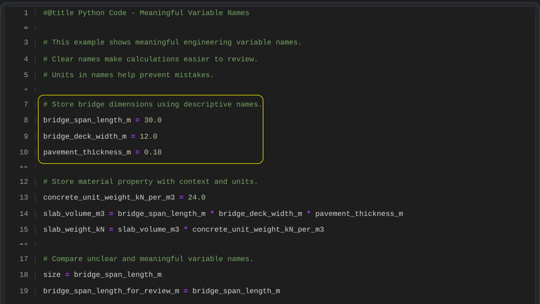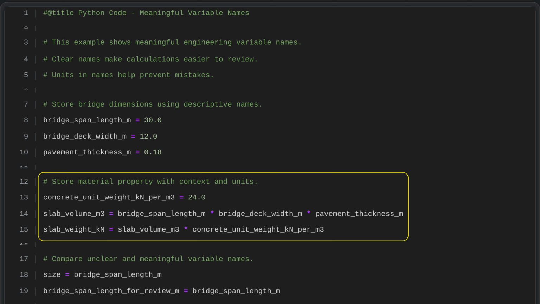The bridge dimensions are defined in meters: a span length of 30, a deck width of 12, and a pavement thickness of 0.18. These values describe the bridge's main geometry and support later calculations of material volume and weight. Using clear names with units helps keep calculations understandable and reduces errors.